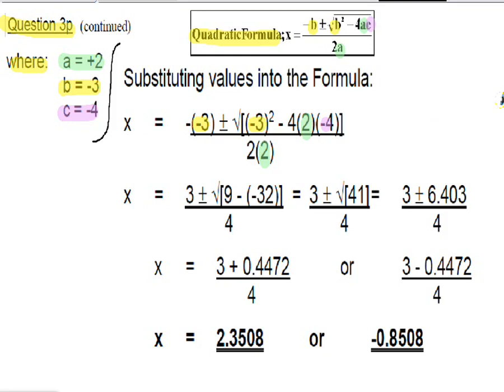What we do now is evaluate that expression for x, so I'll let you work through the actual calculations here. Just be careful of the change of sign that occurs on the 3 because of the double negatives, and don't forget when you square negative 3 you get positive 9. Again, it's so easy to make a mistake with these double negatives. What you should find is the value of x is equal to 2.3508 or x equal to negative 0.8508.